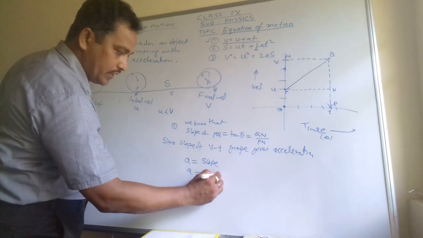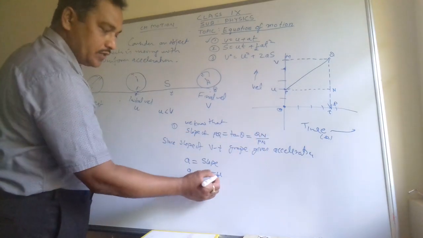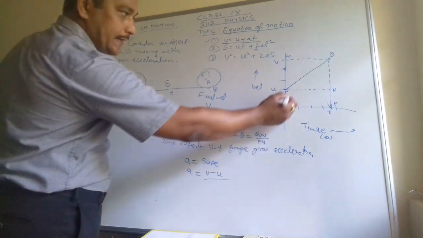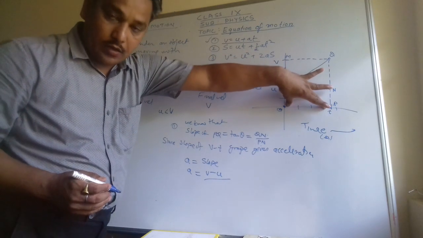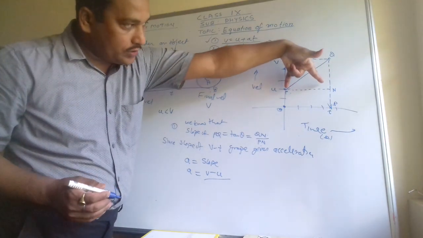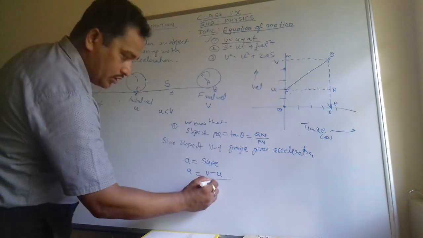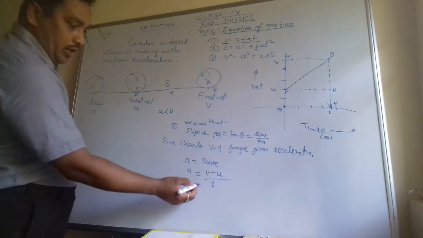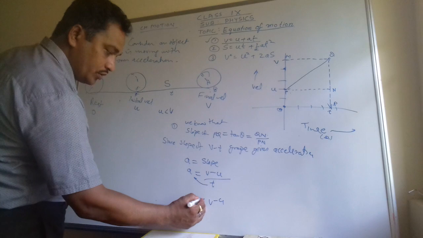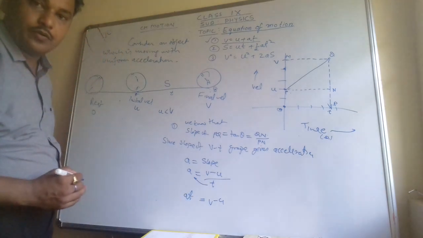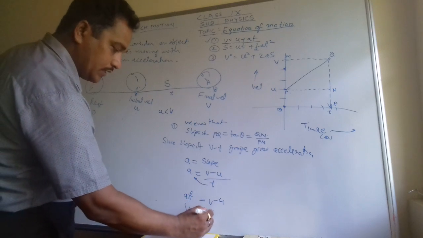So this becomes V minus U. So acceleration in the numerator, this QN will become V minus U upon PN. This distance PN will be equal to this distance, opposite sides of a rectangle are equal. So this PN distance will be equal to this one, which is t, the time it is taking. So small t will be in the denominator, and by cross multiplying this t will come here. So V minus U is equal to AT, or we can write V is equal to U plus AT.